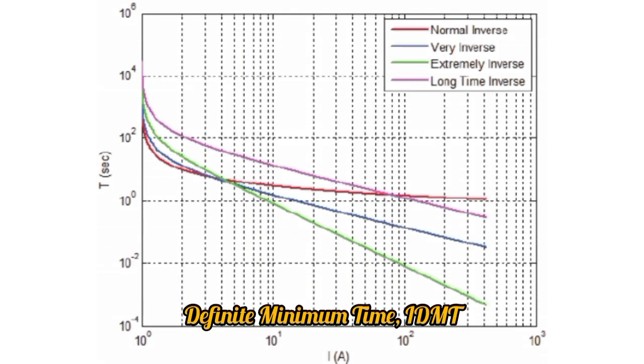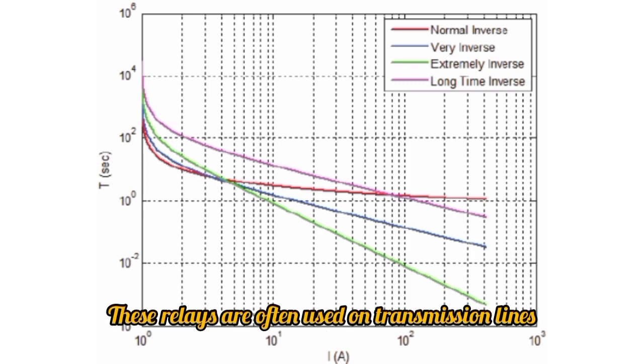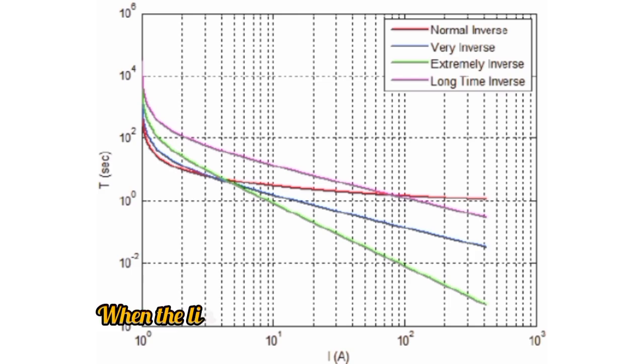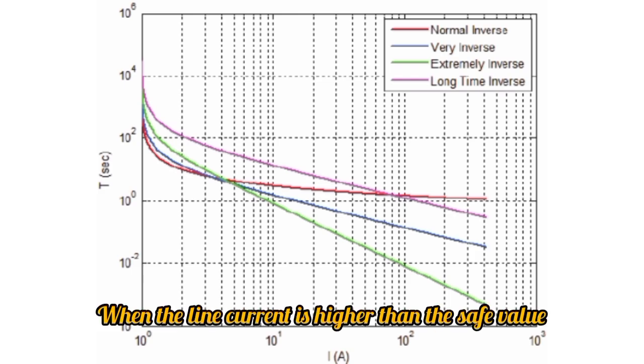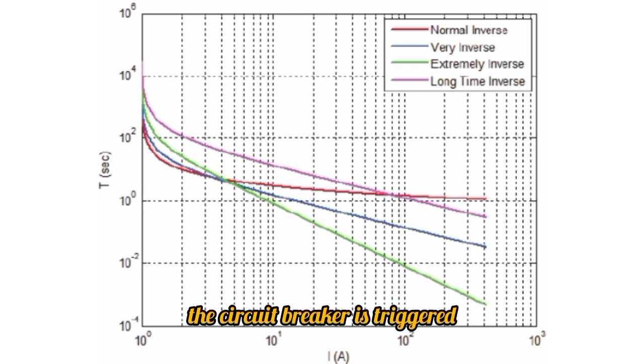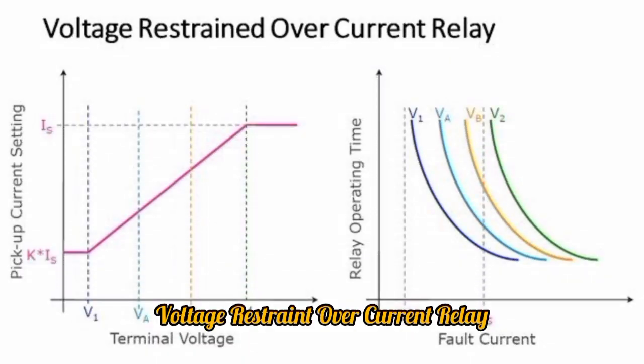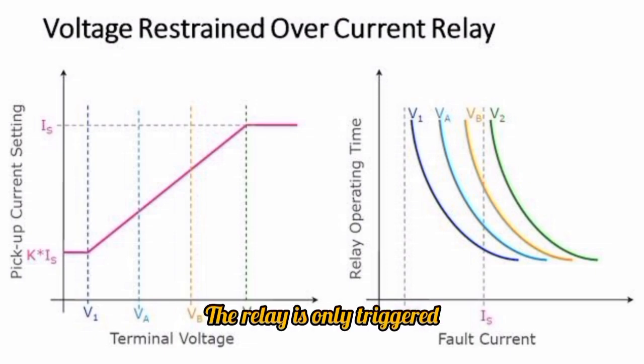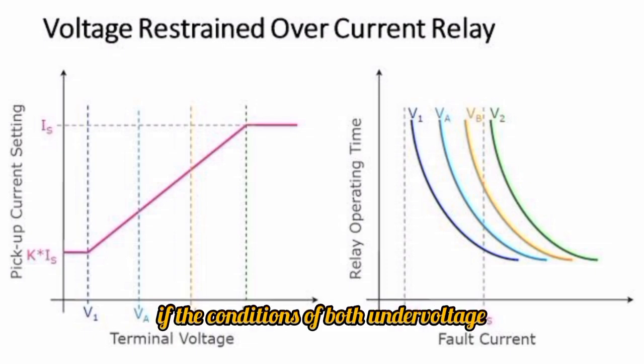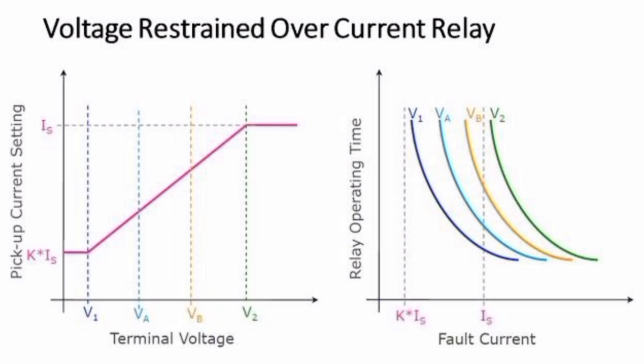Inverse definite minimum time, IDMT, inverse time relays. These relays are often used on transmission lines. When the line current is higher than the safe value, the circuit breaker is triggered. Voltage restraint overcurrent relay. The relay is only triggered if the conditions of both undervoltage and overcurrent arise at the same time.